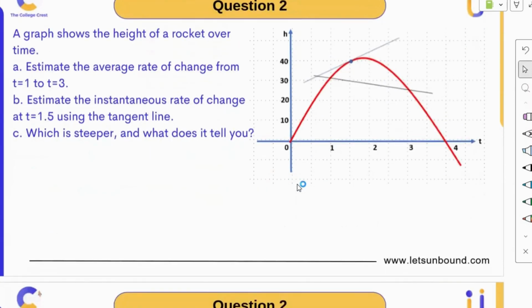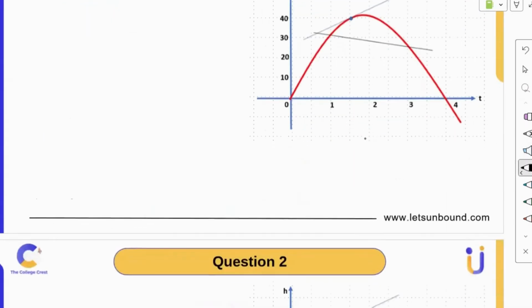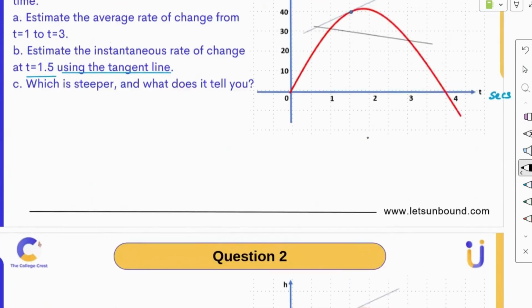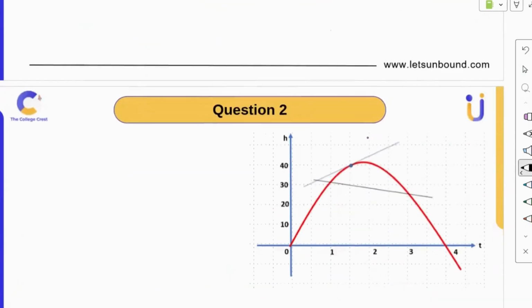A graph shows the height of a rocket over time t. Okay, so this is h, let it be in meters, this time in seconds. Now, a graph is given, estimate the average rate of change from t equal to 1 to t equal to 3. Estimate the instant rate of change at t equal to 1.5 using the tangent line. Then you have to say which is steeper and what does it tell you. Let's go one by one. So first question is average rate of change from t equal to 1 to 3.